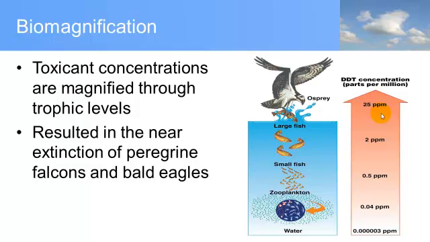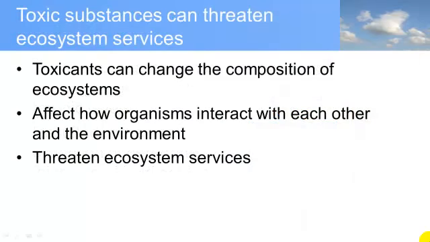The mercury was being absorbed by the plankton, then eaten by the small fish, then the large fish, and then the large fish were getting eaten by people and cats. And then they were accumulating harmful levels of mercury in their bodies to the point where it was causing all kinds of problems with their neurological systems. So toxicants can change the composition of ecosystems, changing how organisms interact with one another by lowering the populations of many important species within the ecosystem, which can threaten many of the ecosystem services that we talked about in previous chapters.